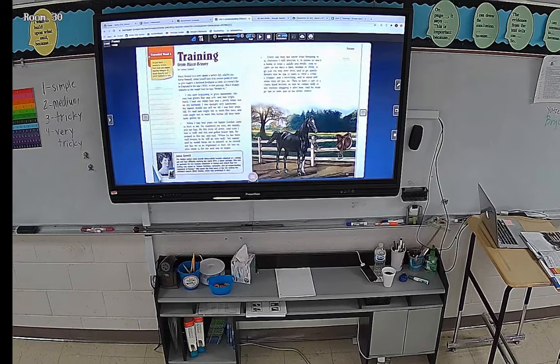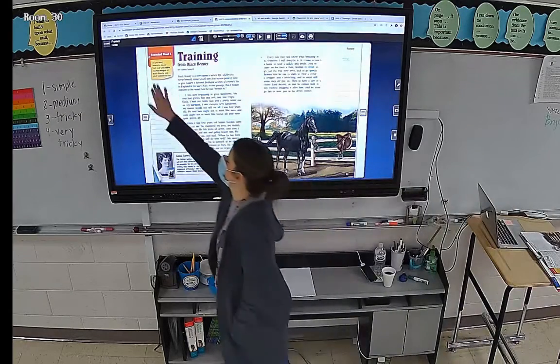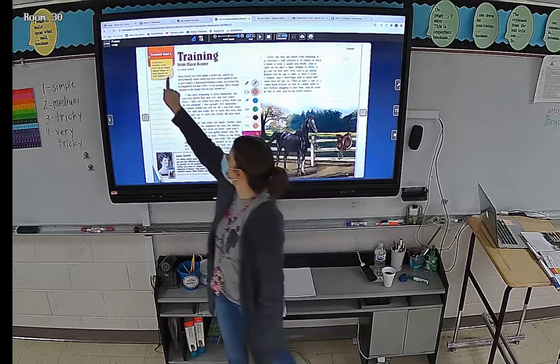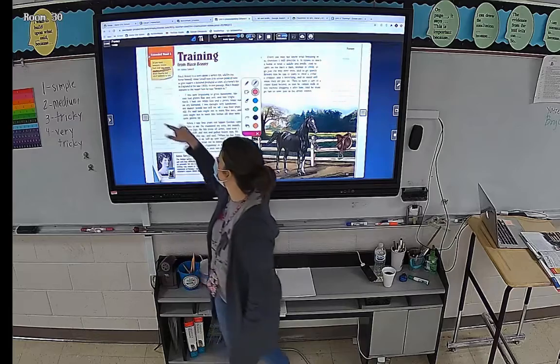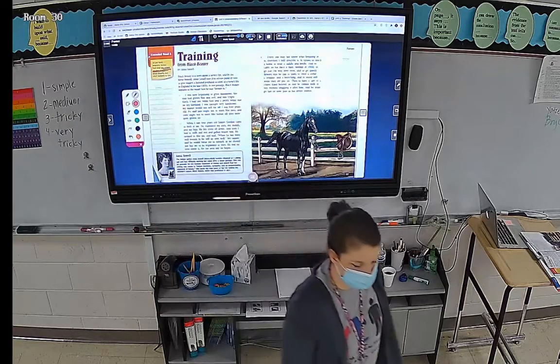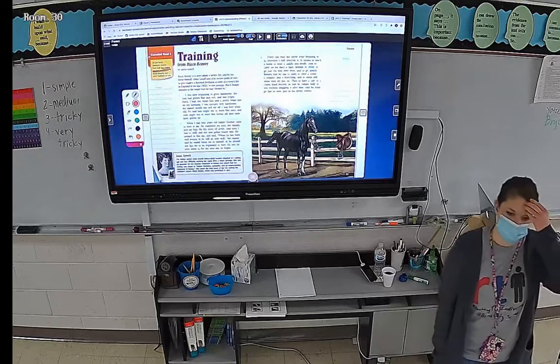Okay, we have 2 jobs today. Everybody look at your sticky note at the top. Your first job is, as you read, annotate details to help you create mental images. Underline mental images of Black Beauty and what happens to him. We talked about mental images for the past couple of weeks. What is a mental image?